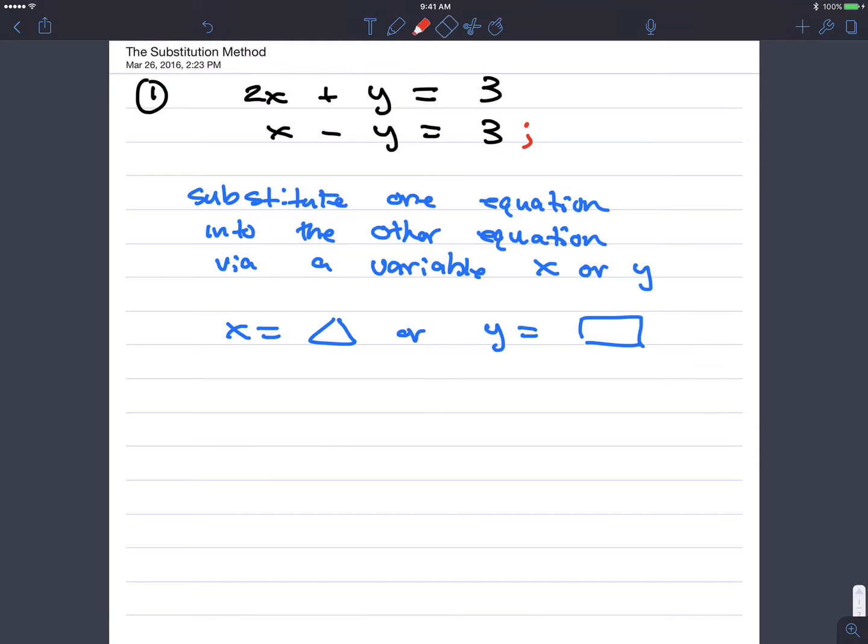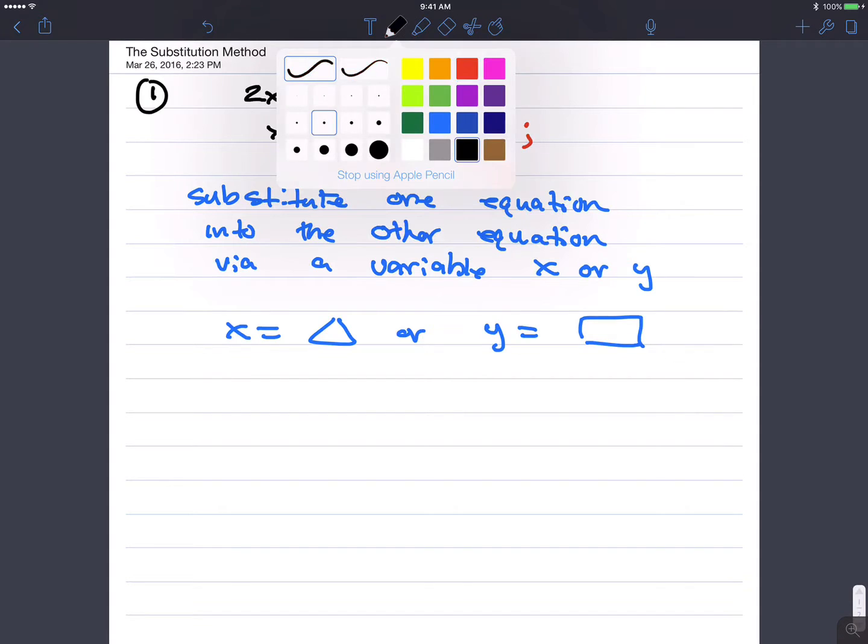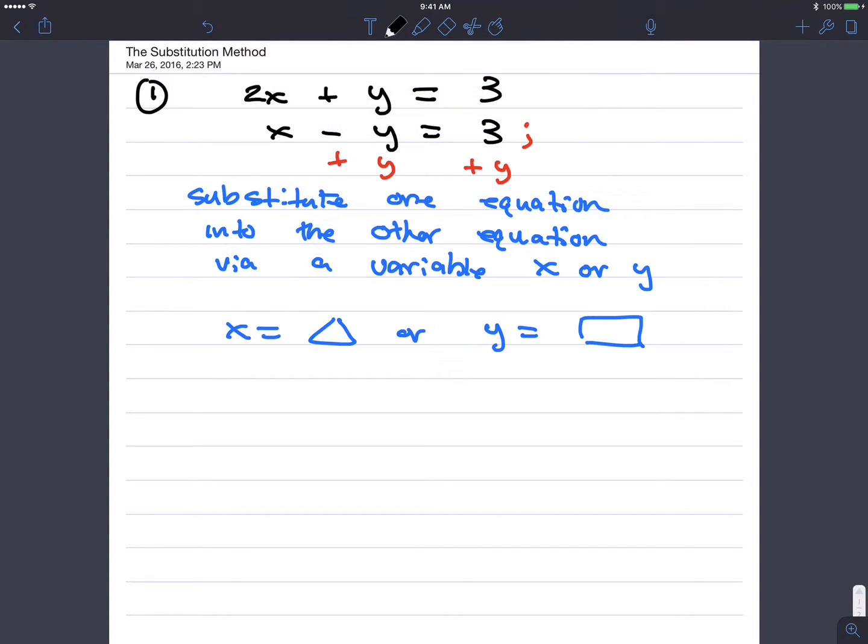Okay? So let's add y to both sides. And we'll get now x equal to y plus 3. This is what I'm referring to. That the second equation has x equal to something. And that something here is a y plus 3. So now here's what we're going to do.